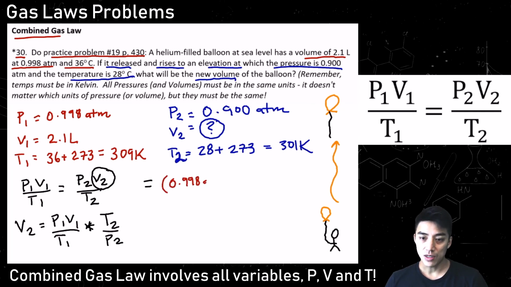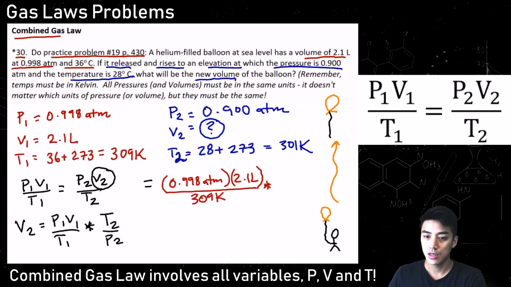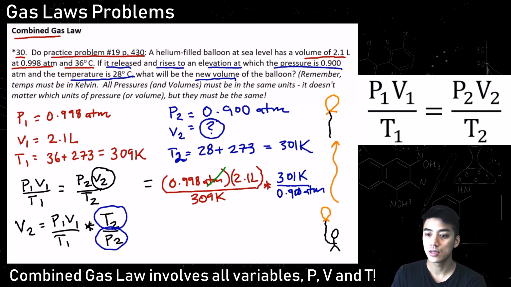So at this point, we're going to start plugging in. So for P1, 0.998 atmospheres. For V1, 2.1 liters. And our T1 is 309 Kelvin. And we're going to multiply this by T2 over P2. So T2 is 301. And our final pressure is 0.9 atmospheres.